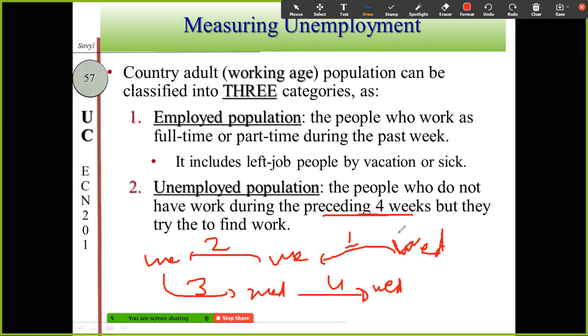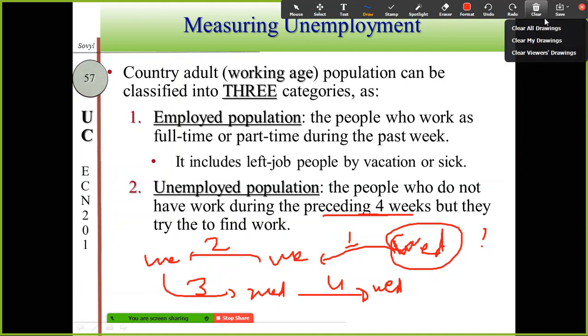Normally we're talking about last week. Last week refers to Monday to Sunday, or maybe from Sunday to Saturday. But preceding depends on now. What day is now? That's why it is from that day now to that day last week, last 2 weeks, last 3 weeks, last 4 weeks.